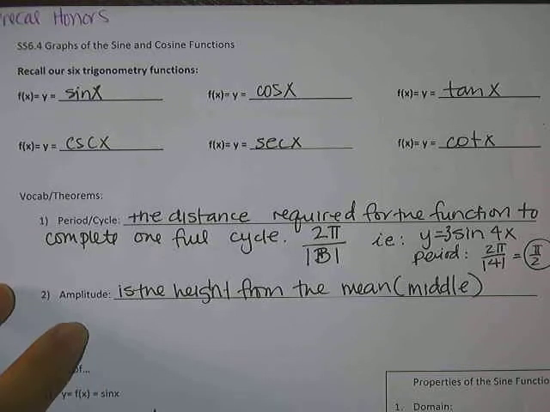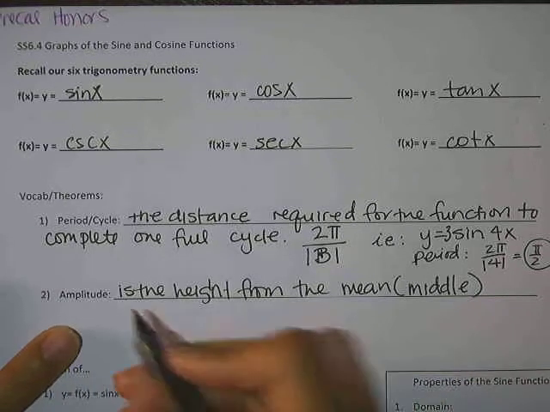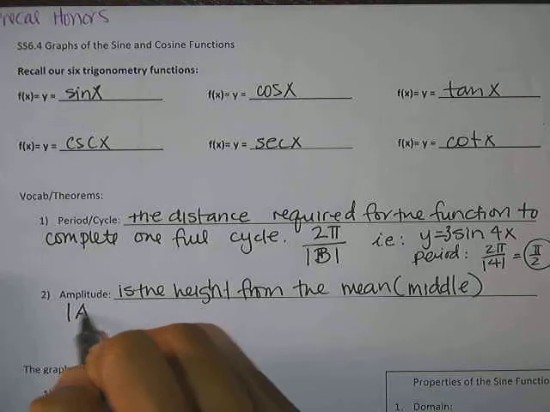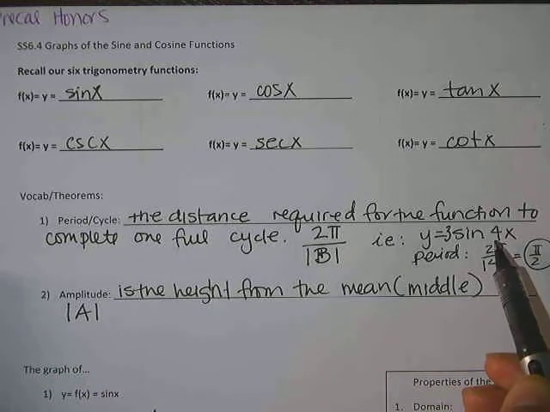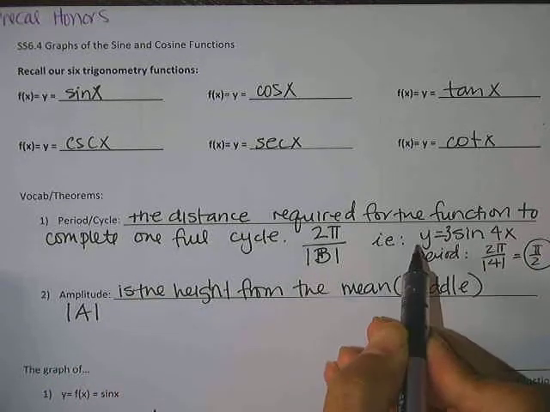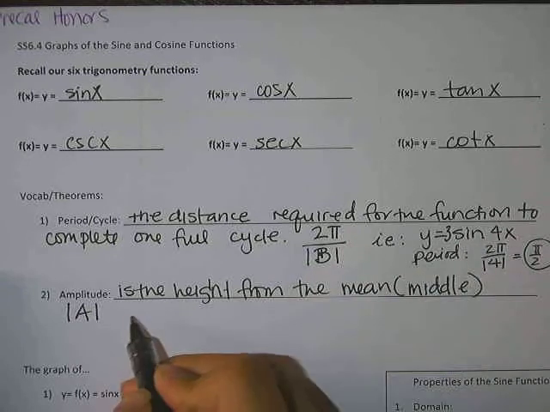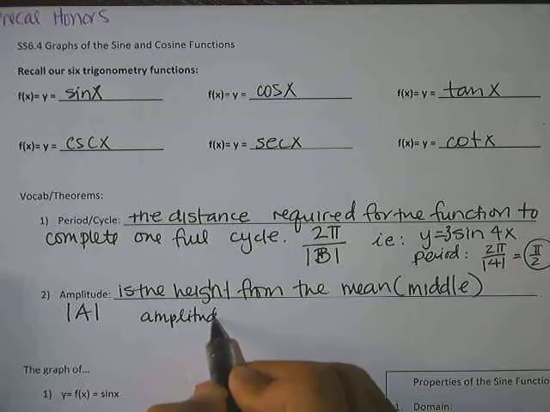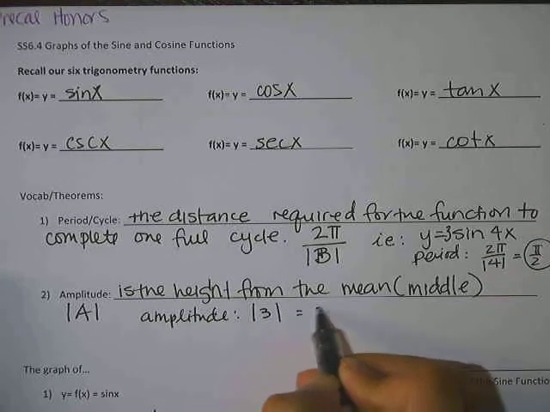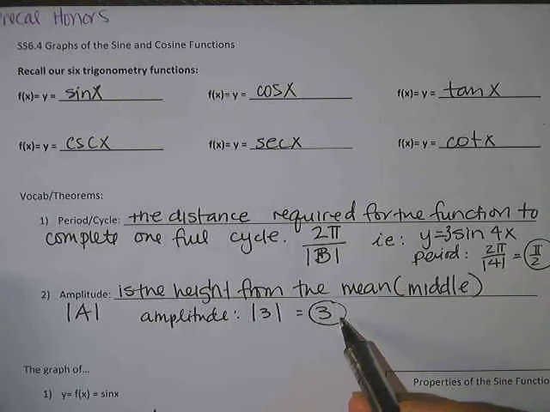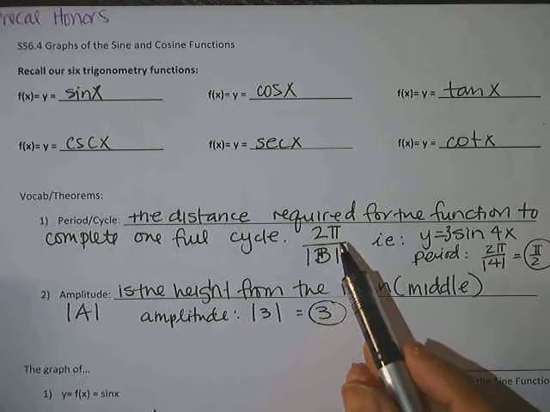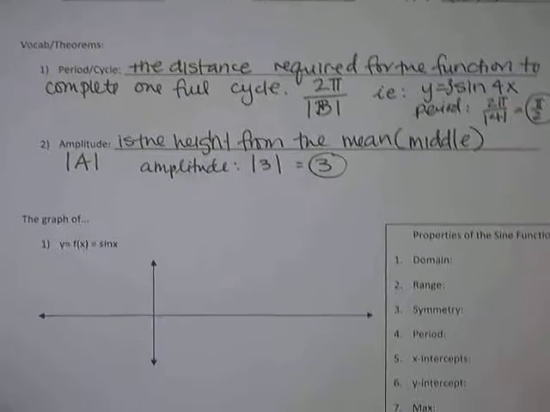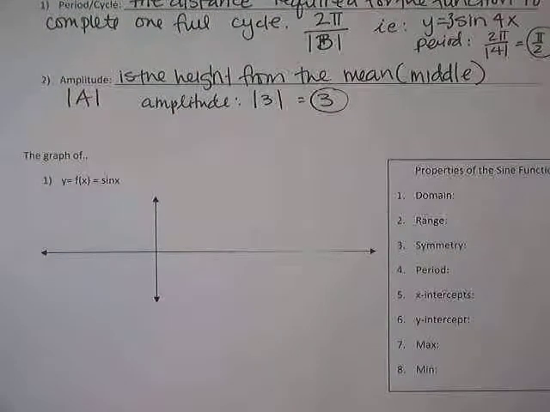Because the amplitude is the height, we're going to talk about absolute value as well. So the equation is the absolute value of A. If this is B, this is A. So for our example that I just wrote, my amplitude is going to be the absolute value of 3, which is 3 units. This is 3 units from the center, so 3 units up, 3 units down. So now we're going to go to the graphing piece.